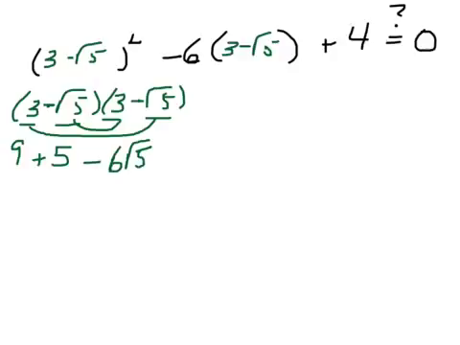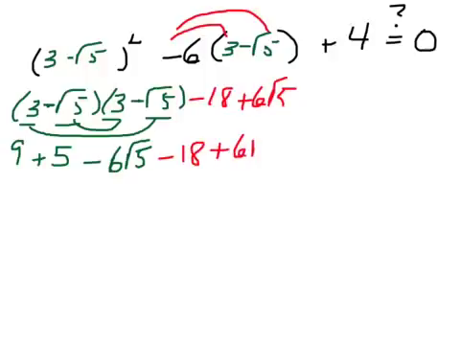Okay. Now let's look at the second little piece here. Let's distribute this. Negative 6 times 3 is negative 18, and negative 6 times negative square root of 5 is a plus 6 square root of 5. So let me copy that down here. All right, and then on the very end, we've got the plus 4. Does it equal 0?